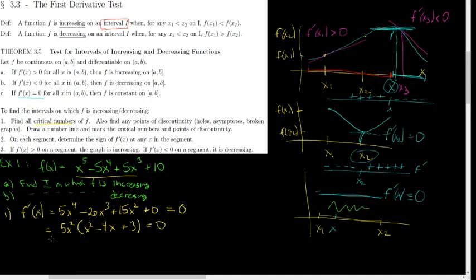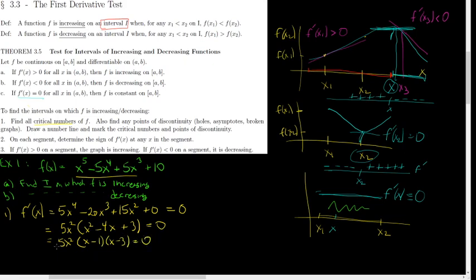So we can go one step further. We can factor, or you could actually use the quadratic formula to solve this, but I'm going to just factor it out, right? What two numbers multiply to 3 and add to negative 4? So negative 1 and negative 3.